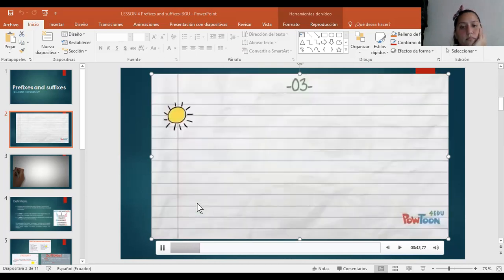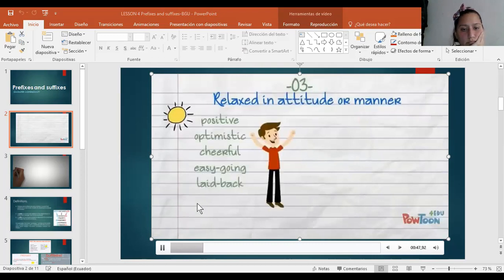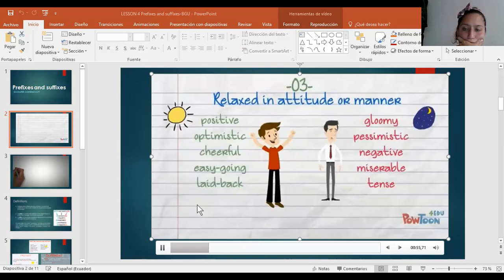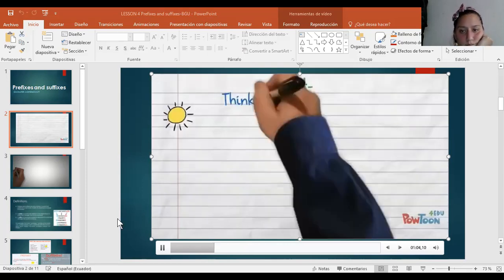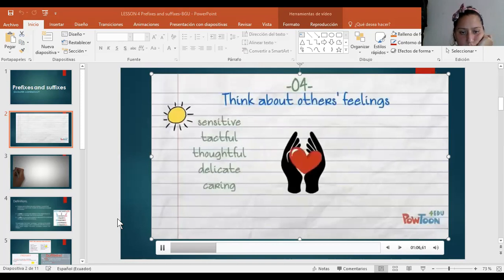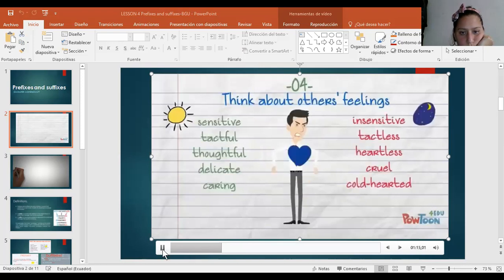If you are relaxed in your attitude or manner, you are positive, optimistic, cheerful, easygoing, laid back. And if you are not, you are gloomy, pessimistic, negative, miserable, or tense. People who think about others' feelings are sensitive, tactful, thoughtful, delicate, caring. And the opposites are insensitive, tactless, heartless, cruel, and cold-hearted.